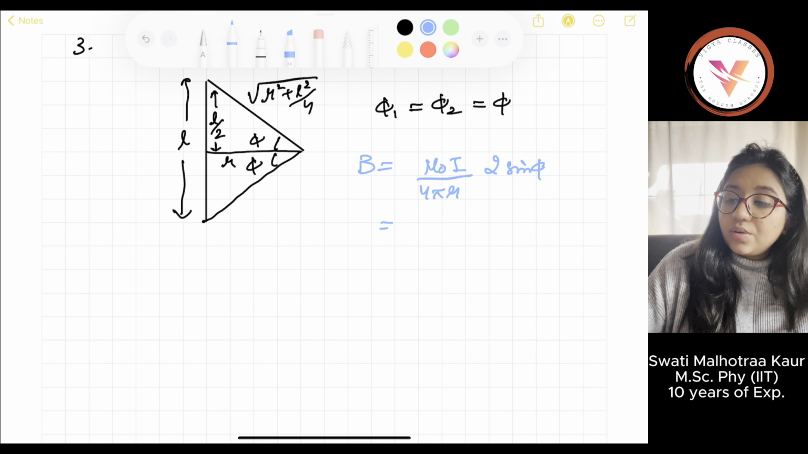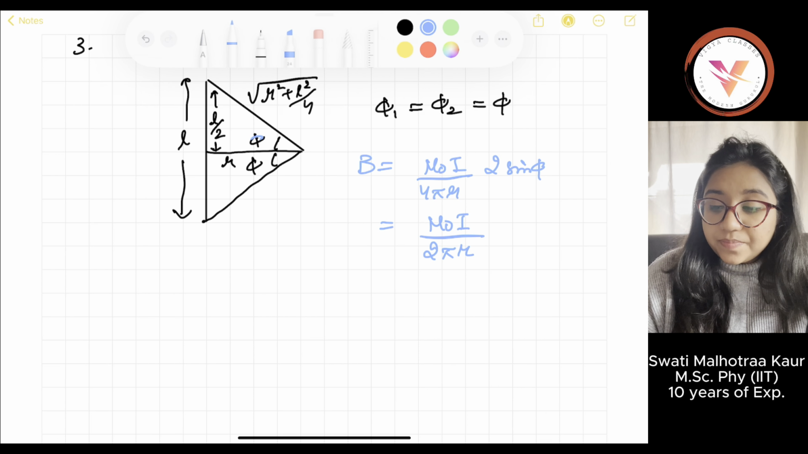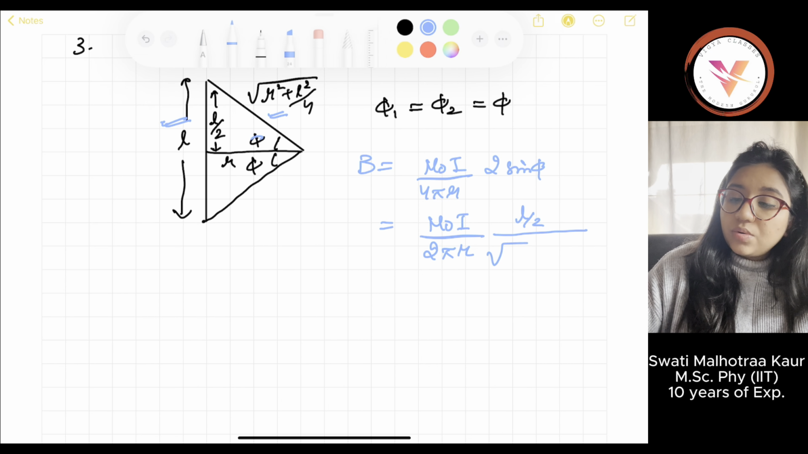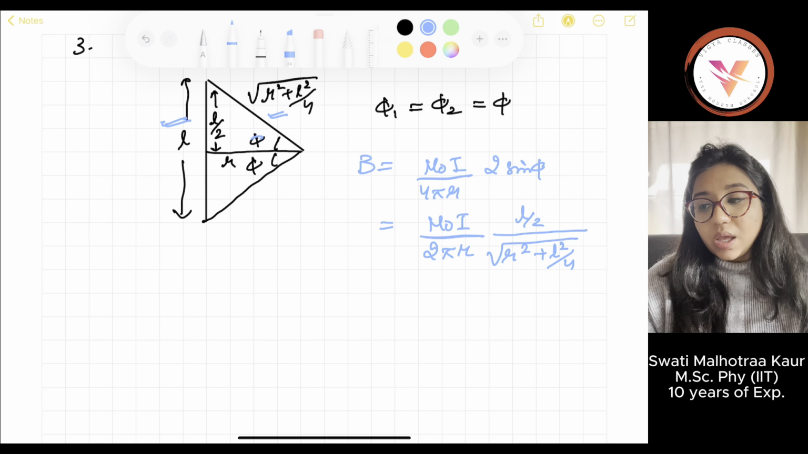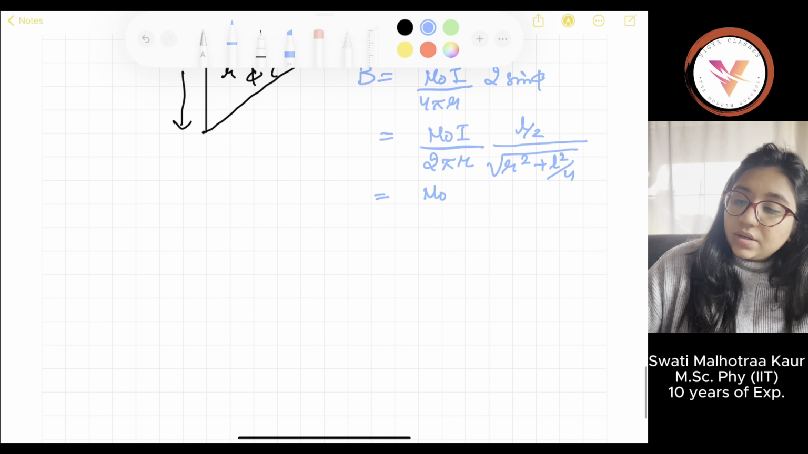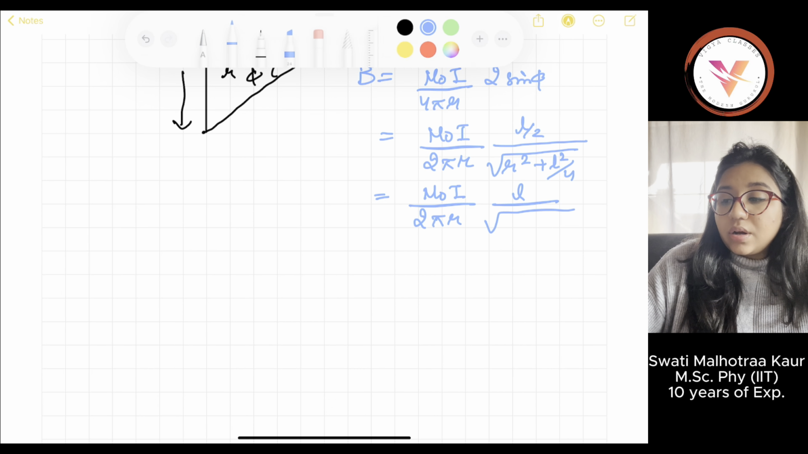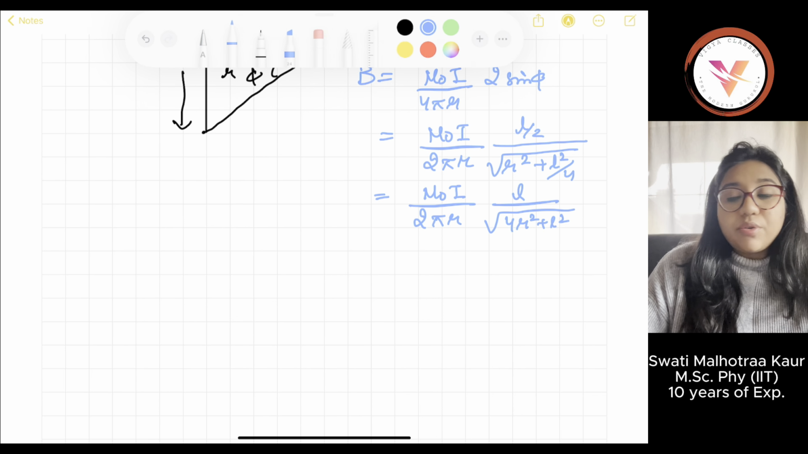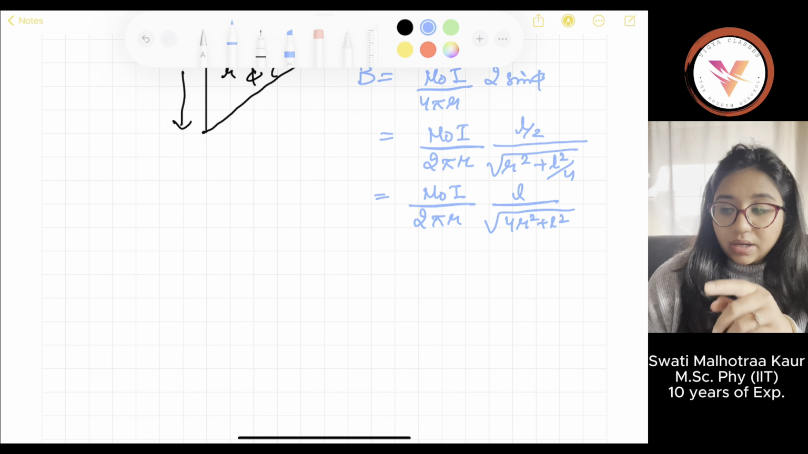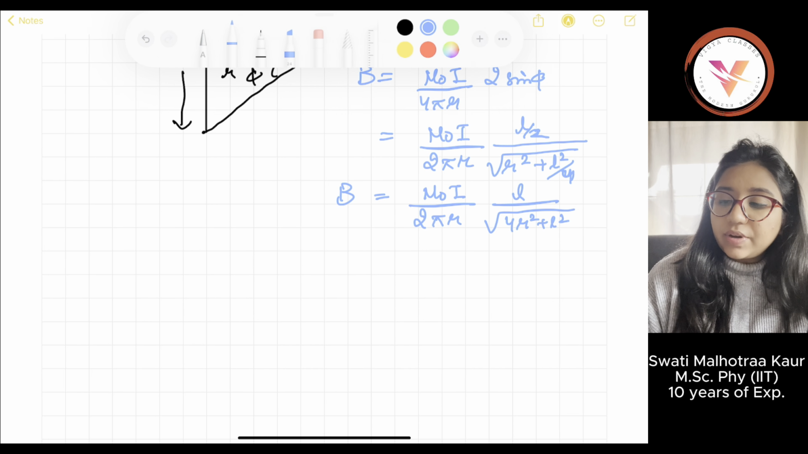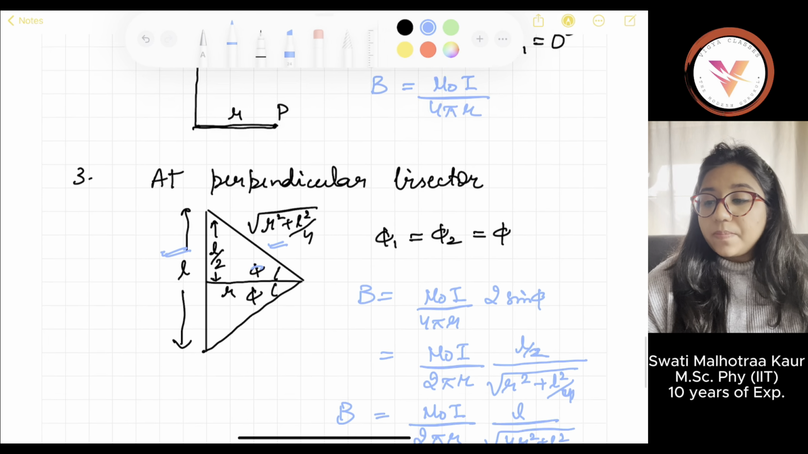You can cancel the 2 and put the value of sin phi here, which is the perpendicular upon the hypotenuse, that is L by 2 over the square root of R square plus L square by 4. You can solve it a little more, which is mu naught I over 2 pi R times L over the square root of 4R square plus L square. The 4 comes out of the square root as 2, and this 2 and that will cancel each other. And this is the magnetic field. So these are some of its cases.